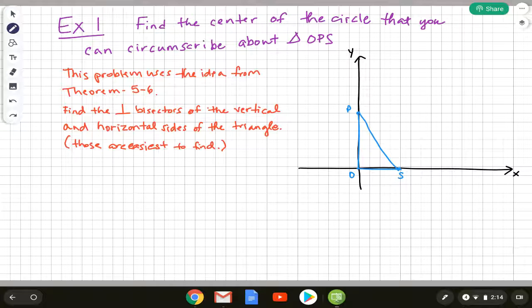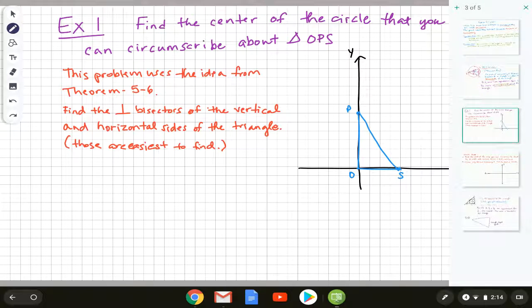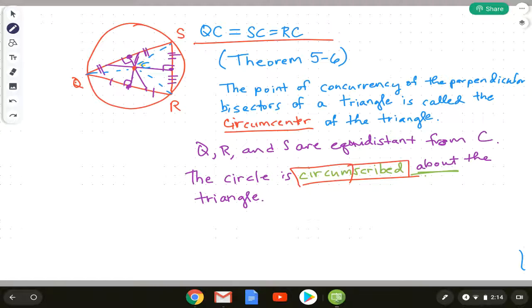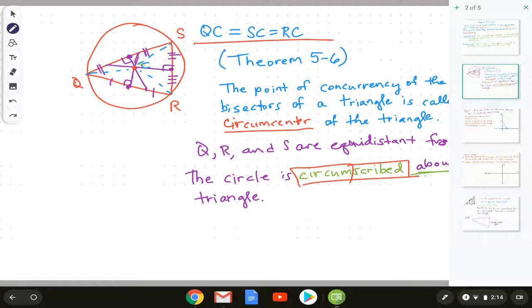So now let's think about what we just saw in the picture before this. Let's go back for a second. The circumcenter was the one that I could find by finding the point of concurrency of the perpendicular bisectors. So if I want to find that center of the circle that could be drawn around the triangle, then I need to draw the perpendicular bisectors and see where they intersect. That point of concurrency will be my circumcenter.